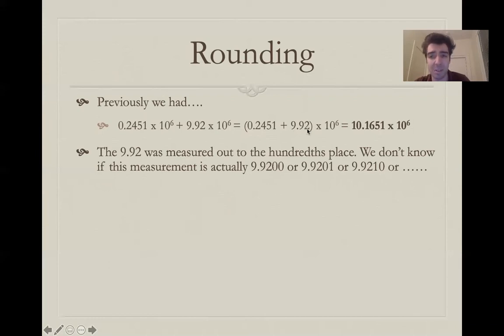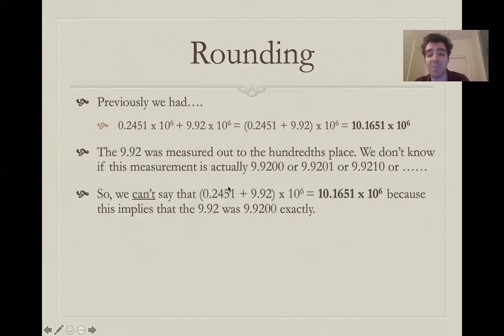We don't actually know whether this number is in reality 9.9200, 9.9201, 9.9210, right? We basically only measured out to the 100th place and didn't measure any farther than that. So the problem with saying that the sum of these two numbers is 10.1651 is that it kind of implies that we know that the 9.92 is actually 9.9200, and we don't actually have that knowledge.